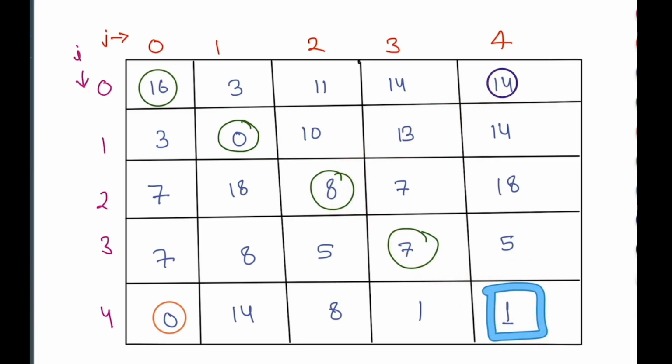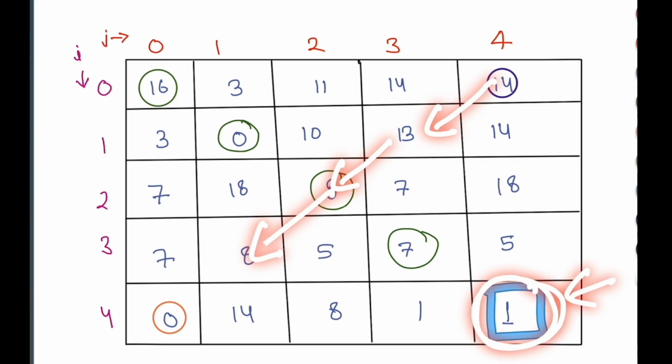But there is a catch. B can keep moving in the left diagonal, right? But if I move it 3 times in the left diagonal, now I cannot come back to this particular position in 4 moves.